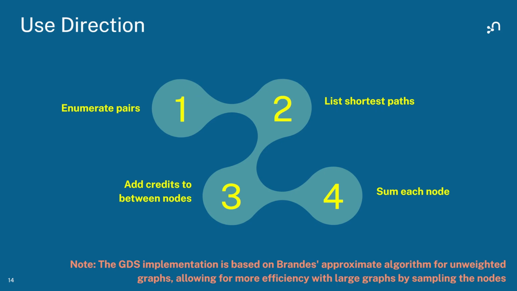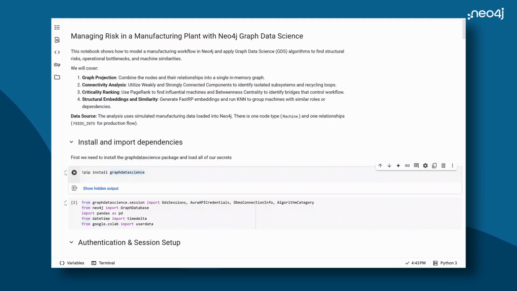So to recap, we first enumerate the pairs, list shortest paths, add credits between nodes, and sum each node. However, doing this calculation for a very large graph doesn't make much computational sense. So the graph analytics implementation is based off of Brandes' approximation algorithm for unweighted graphs, allowing more efficiency with large graphs by sampling nodes and only calculating a certain percentage of them. And with that, let's jump into the notebook.